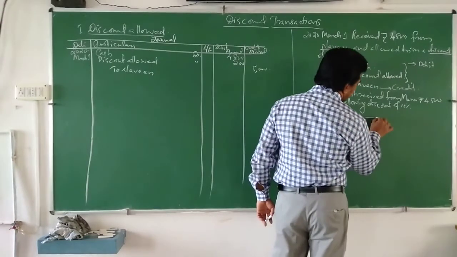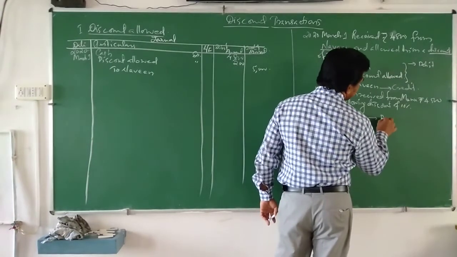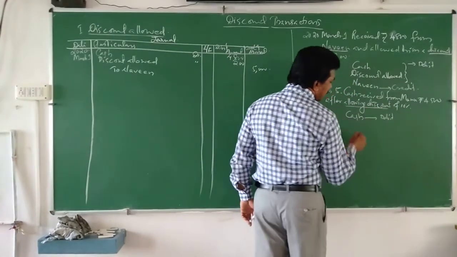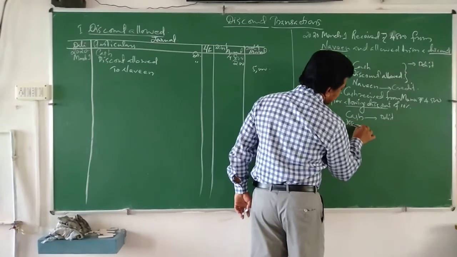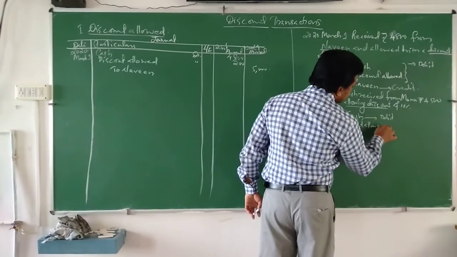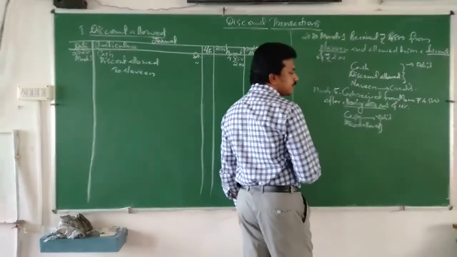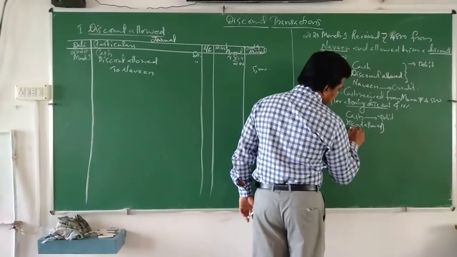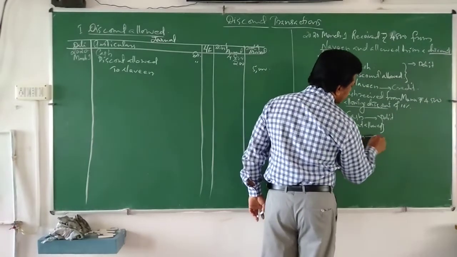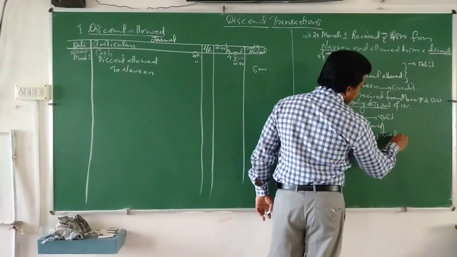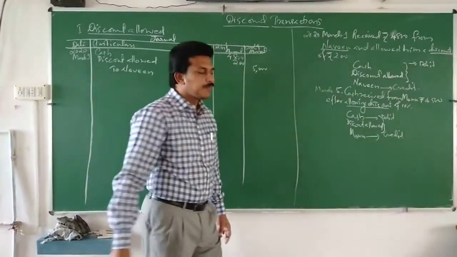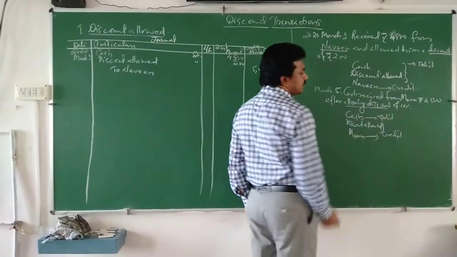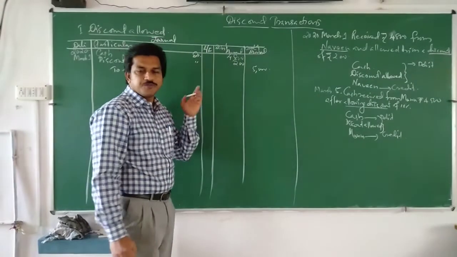Since cash is received, cash can be debited. Then discount allowed, that also will be debited because it is an expense. Then Manu gives the money, so he can be credited. But here discount is given 10%. So that's what we are going to find out here.